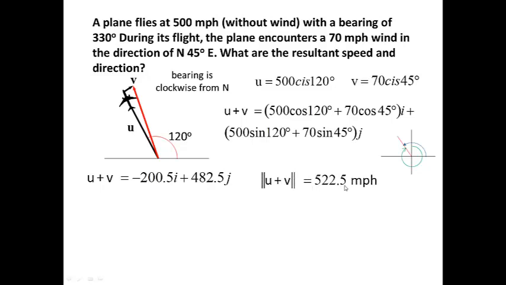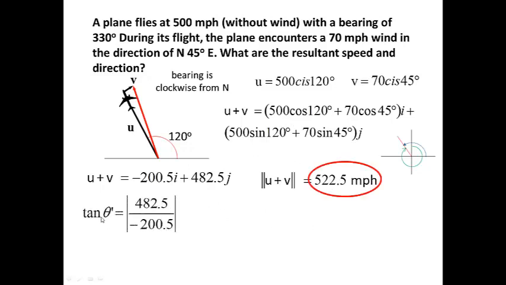522.5 miles per hour. The wind is actually blowing up and to the right. So it's going to help the speed a little bit. Like this right here, part of the 70 miles per hour is going to be added as a vertical movement. And then the tangent would be 482 over 200, and the negative goes away because that's the absolute value. Reference angles are never negative. And I get 67 degrees, 0.4.